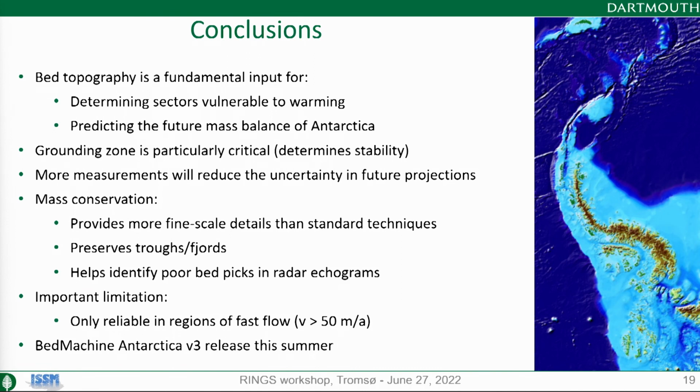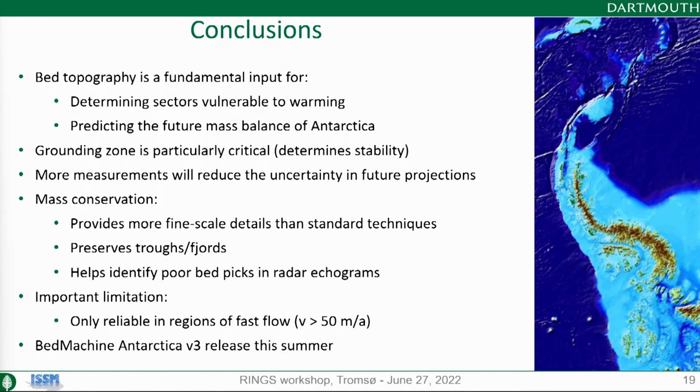Okay, so my conclusions. Bed topography is a fundamental input for models. I'm sure Felicity is going to talk about it, and hopefully we'll have the same message. It helps to determine which sectors are vulnerable to warming, and of course, without a bed topography, you can't predict the future. The grounding zone is particularly critical because that's where the marine ice sheet instability may develop. So we need to know the bed topography in the grounding zone very accurately, and a few tens or hundreds of kilometers upstream.